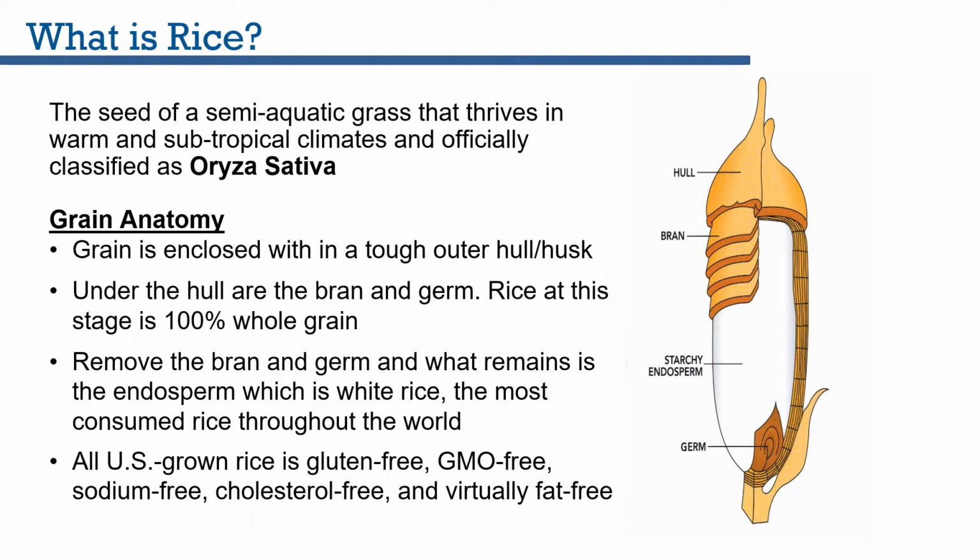And once removed, rice at this stage is 100% whole grain brown rice, with the bran and germ layer both intact. Because of that bran and germ, whole grain rice is full of vitamins, minerals, phytonutrients, protein, and fiber. Most rice then goes through even more processing to remove the germ and bran, leaving us only the endosperm, which gives us white rice. It's also important to mention here that when it comes to U.S. grown rice, all domestic rice is gluten-free, GMO-free, sodium-free, cholesterol-free, and virtually fat-free.